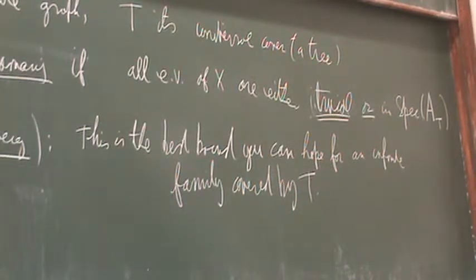Now I have any tree. Then I look at all the finite graphs covered by it, and they have two trivial eigenvalues. And all the others, we call it Ramanujan if the others are in the spectrum of the cover. And I said you cannot get a better bound than that bound.